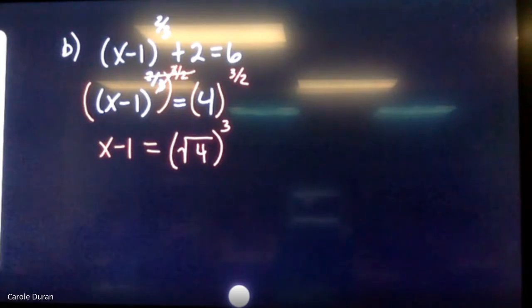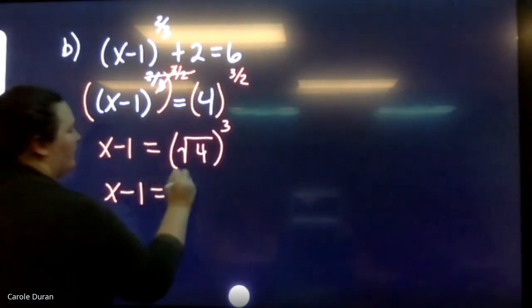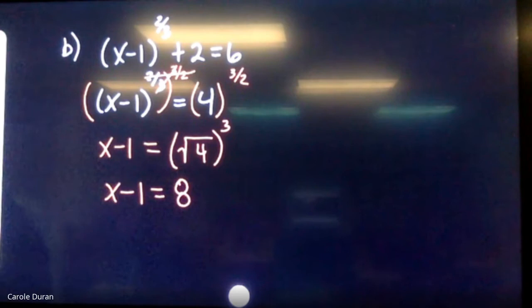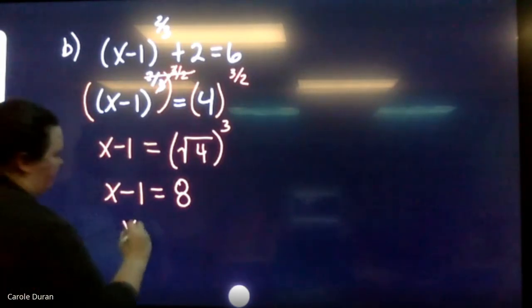So I simplify that right-hand side because I can't do anything else until I do. What's the square root of 4? 2. What's 2 cubed? 8. So I get x minus 1 equals 8. Then what do I do? Add the 1 over, and I get x equals 9.